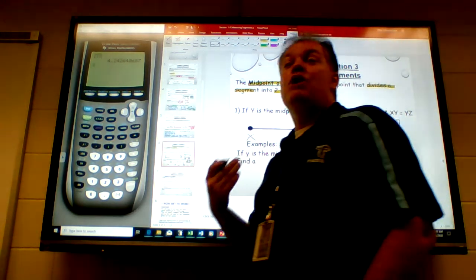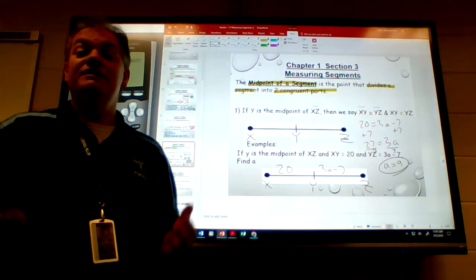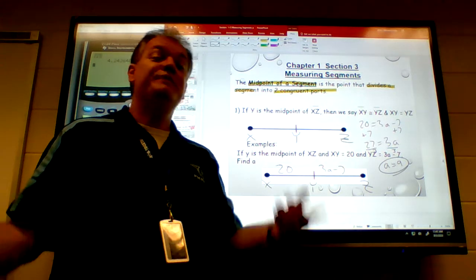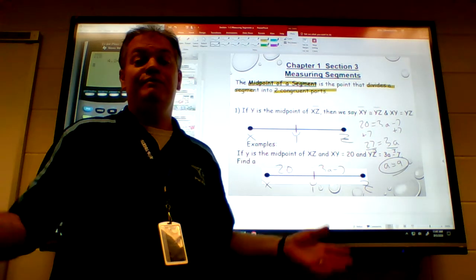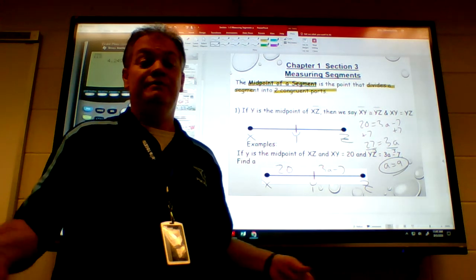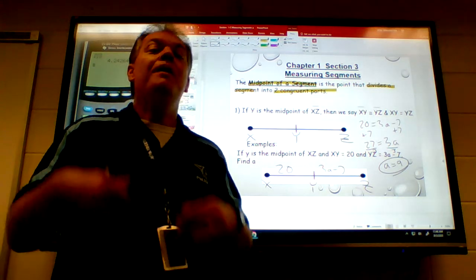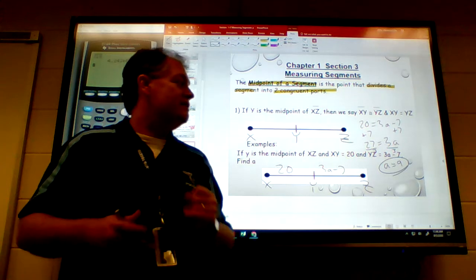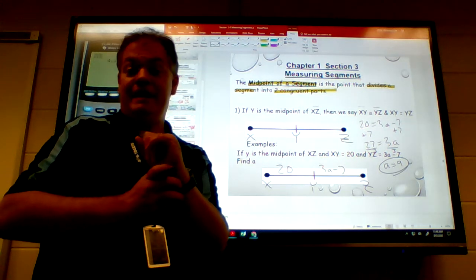Now in this case, it's only asking for the value of a, so we're done. If it asks us for the length of yz, we would just plug in a, and then we would get that value, which by the way is 20 since they're both equal. But it's not asking us for that. It's only asking us to determine the value of a. That's it.